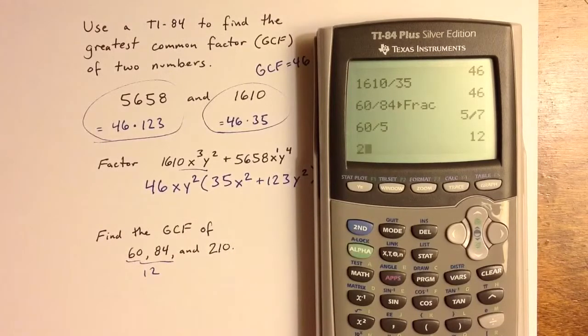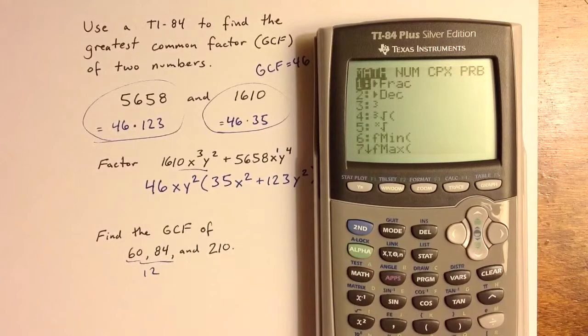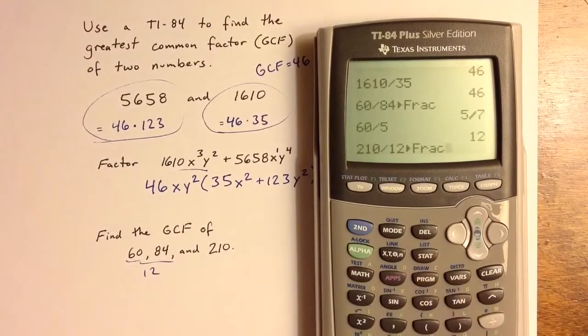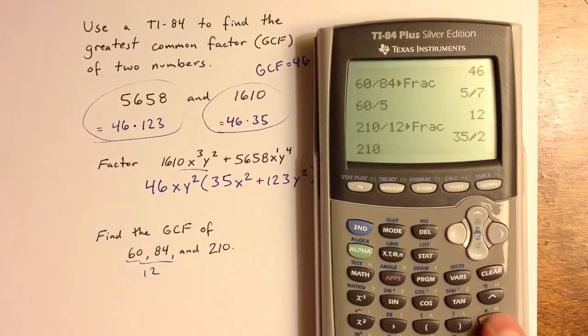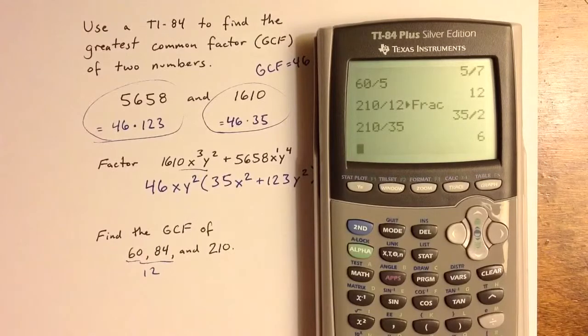And so we could take 210 divided by 12 and find the reduced fraction of that. 210 divided by 35 tells me that the greatest common factor of all three is 6.